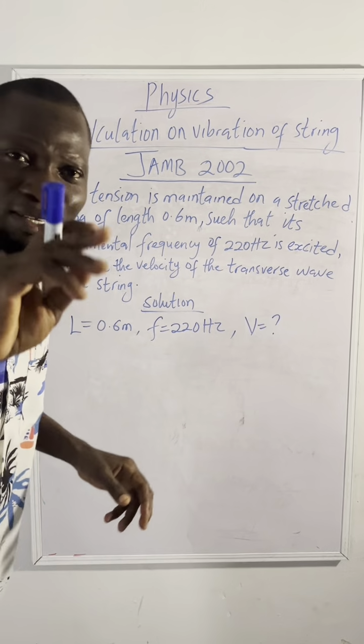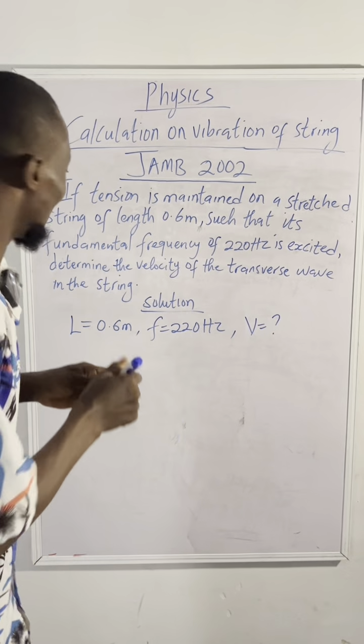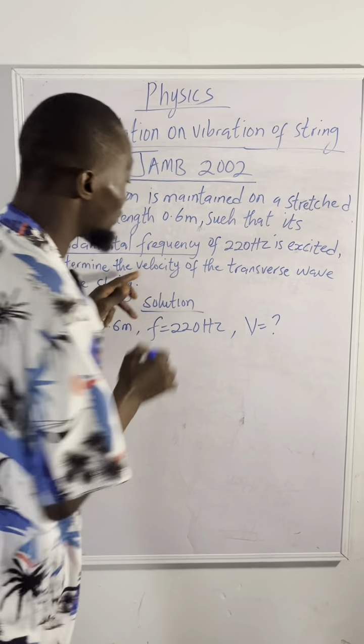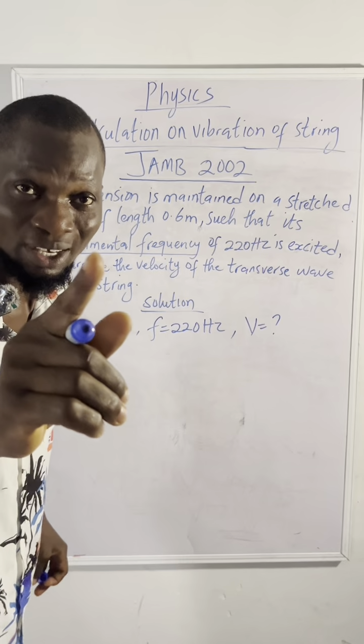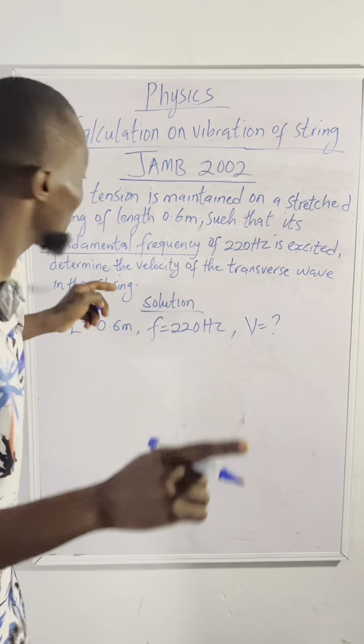Now, the question has given us a clue. And what is the clue? This is the clue here. You can see fundamental frequency. The smallest possible vibration that you can have in a string is when it vibrates in its fundamental mode. And when it's vibrating in its fundamental mode, then the frequency you are going to obtain is the fundamental frequency.